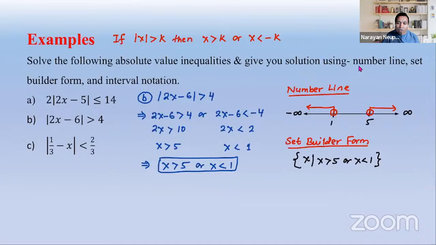So we are asked to write the solution in 3 different forms. The first one is number line, which is this one. Second is the set builder form, which is this. And the last one is using the interval notation. So let's go for that. Interval form.